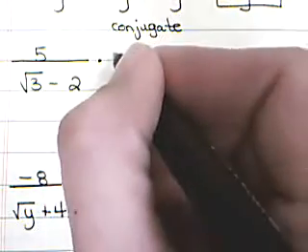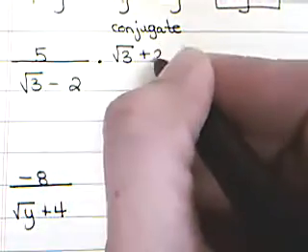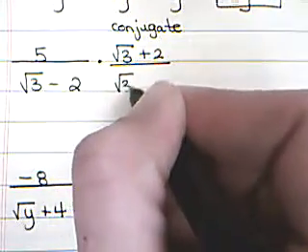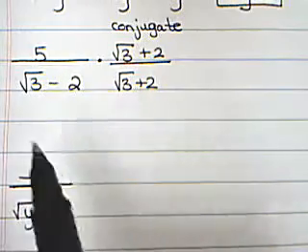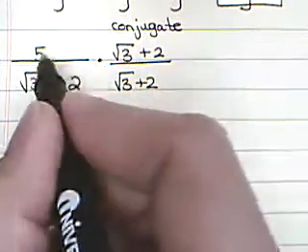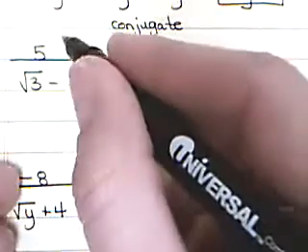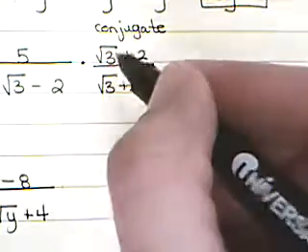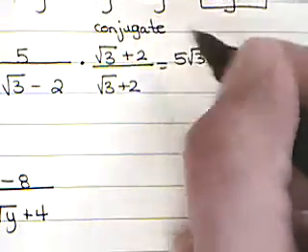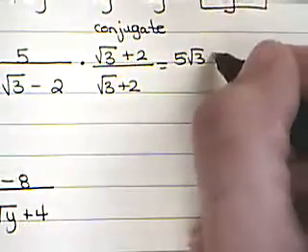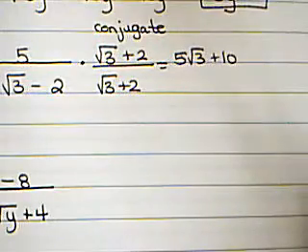So when we multiply by the square root of 3 plus 2 over the square root of 3 plus 2. So like I said, you take your denominator, change the middle sign, and that is your conjugate. So on top, when we multiply this out, we're going to have 5. We have to use the distributive property. We're going to have 5 times the square root of 3, which is 5 square roots of 3. And then we have 5 times positive 2, which is going to be positive 10.